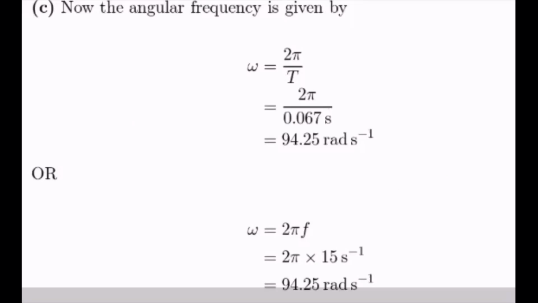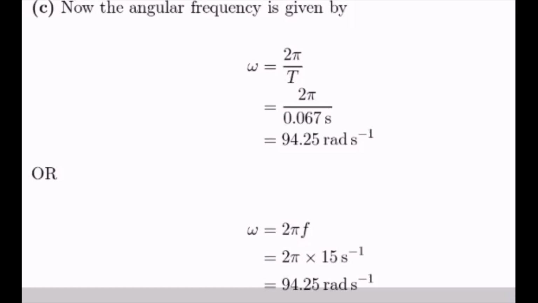Now, for our angular frequency, just like how we solved our frequency, we can solve this in two different methods. One would be using our time and one would be using our frequency. When using time, angular frequency equals 2 pi over time. However, when using our frequency, angular frequency equals 2 pi times our frequency. Plugging in all our values, we have the final answer of 94.25 rad per second for our angular frequency.